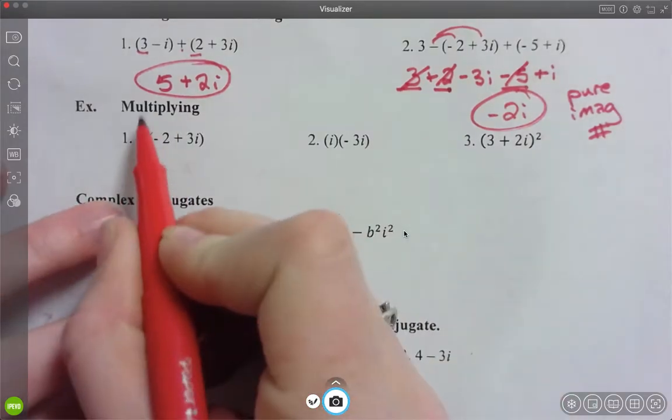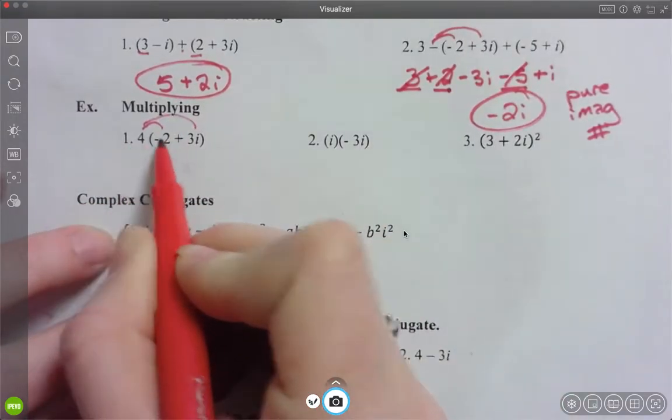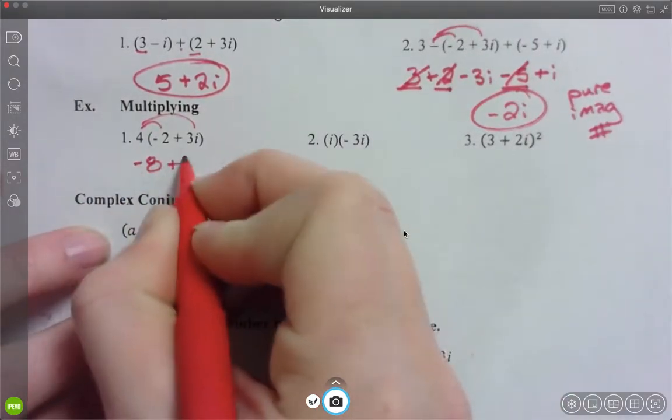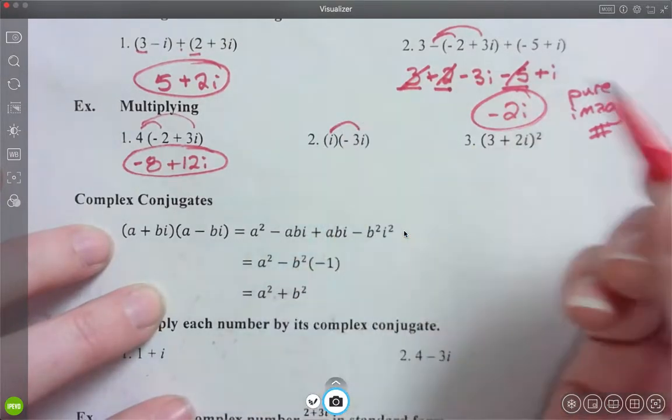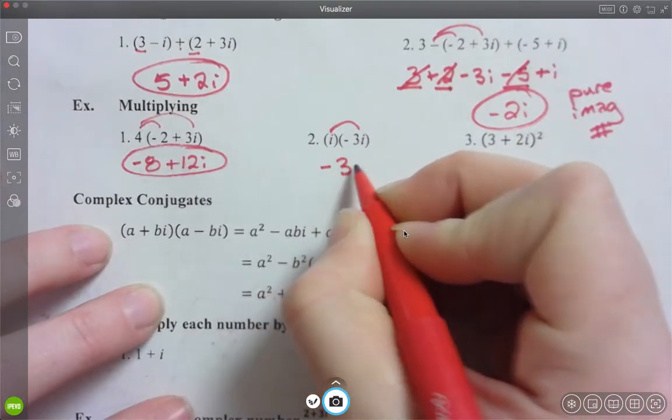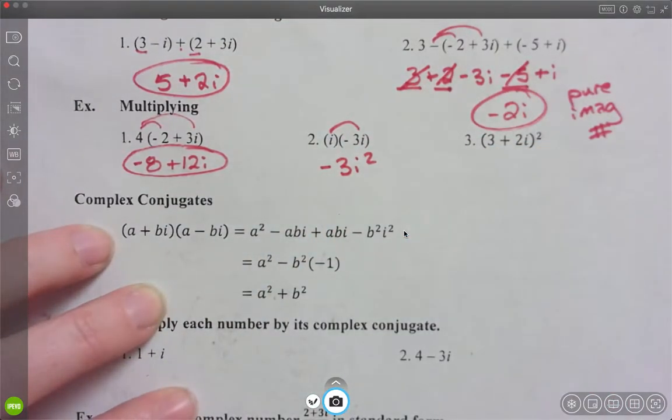Multiplying, this one is just distribute. So 4 times negative 2 is negative 8. Plus 12i, can't do anything else, that's all. All right, number 2: if I take i and negative 3i, that's negative 3i squared. Now, if you have something bigger than i, like i squared or i to the third or i to the fourth, you have to reduce it.